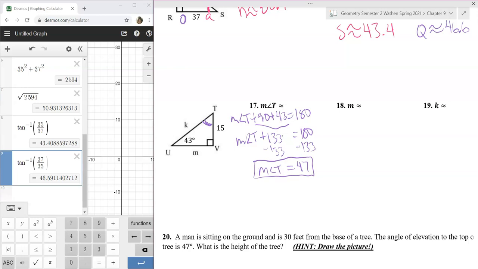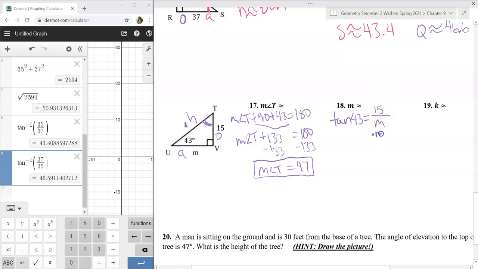Let's start with M. We're going to work off of this 43-degree angle because that's what we're given. So we're going to go ahead and label our sides: adjacent, opposite, and hypotenuse. So if we're looking to find M, we're given the opposite. M is the adjacent. So whenever we're working with opposite and adjacent, that's tangent. So we're going to use the tangent of 43, which is equal to 15 over M.